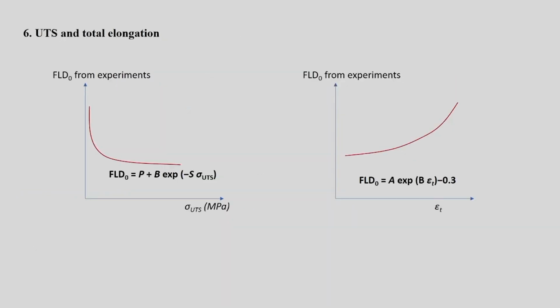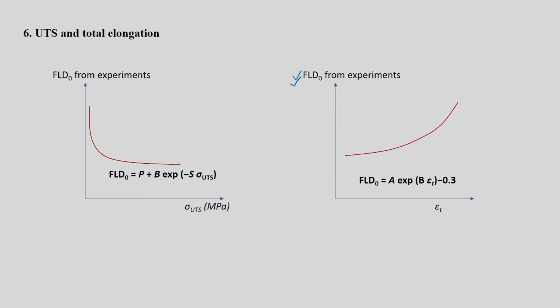Now UTS and total elongation. Total elongation effect we already know. Quite naturally, the larger the total elongation, the more the forming limit is expected to improve. FLD 0 is again considered as a reference for us because it is in plane strain. It has a conservative window, and lots of experimental data has been taken from various literature.